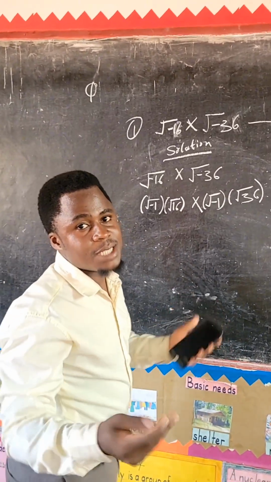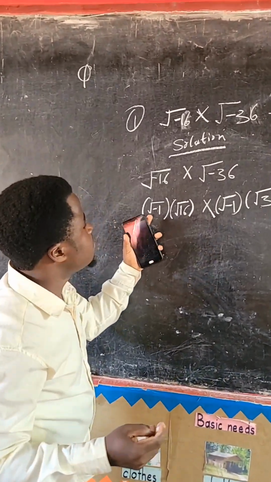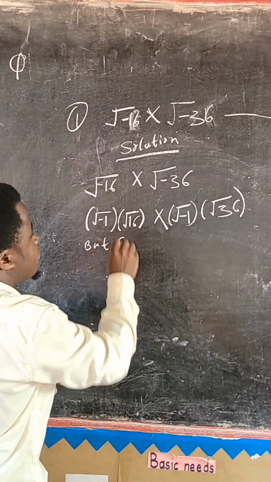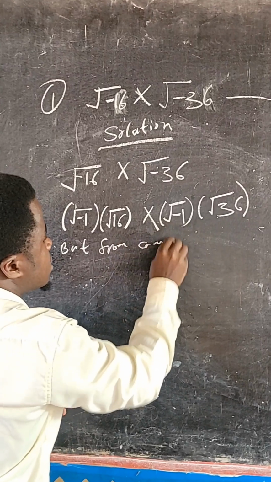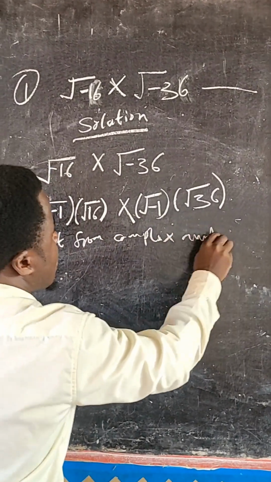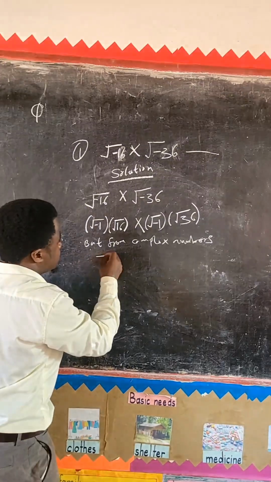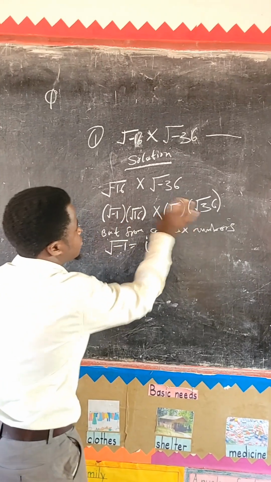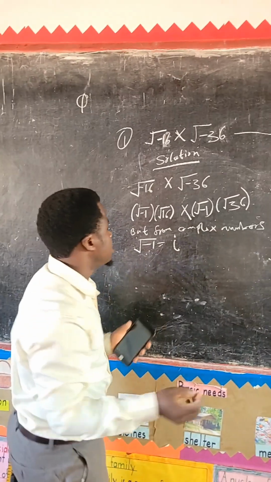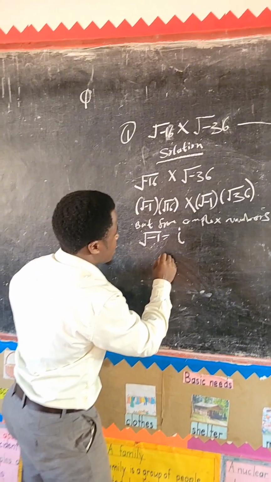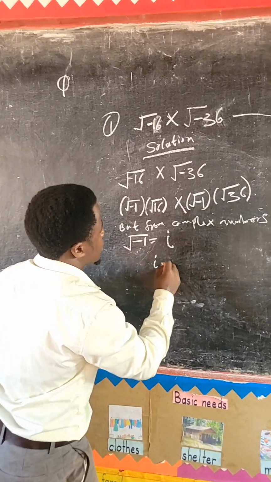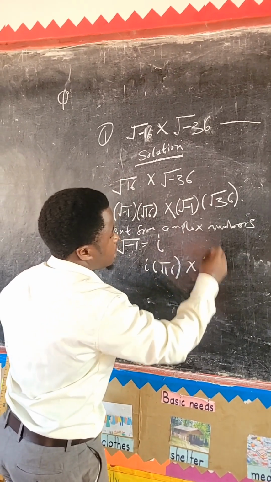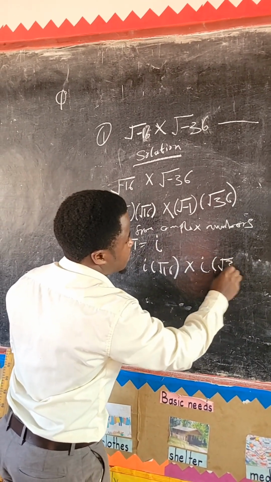by a symbol I. So we are going to first remove this. We shall bring it back later. So we are going to say, from complex numbers, root of -1 is represented by I. So let us replace this with I to simplify our calculation. This implies that we shall have I times root of 16 times I again times root of 36.